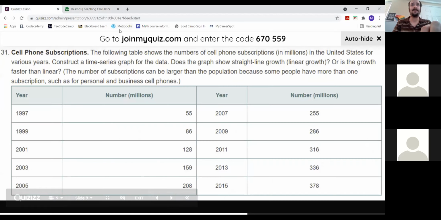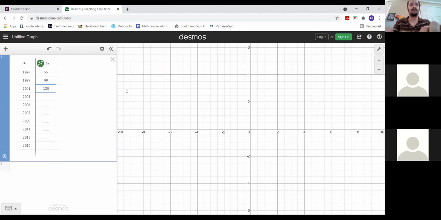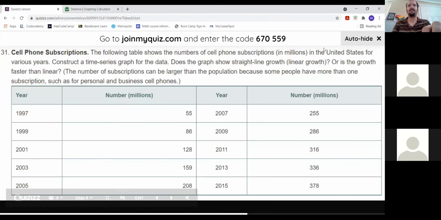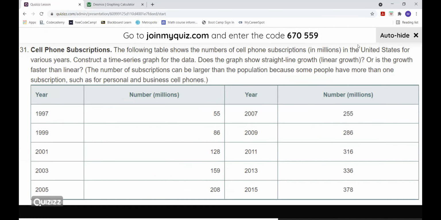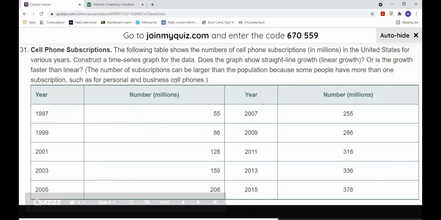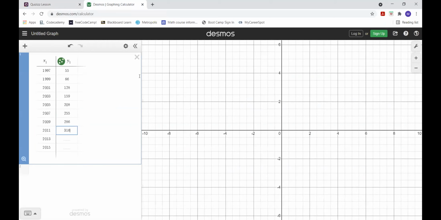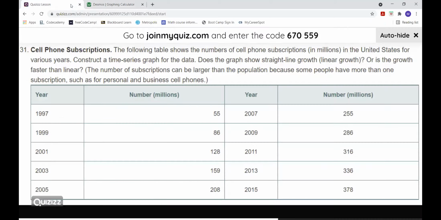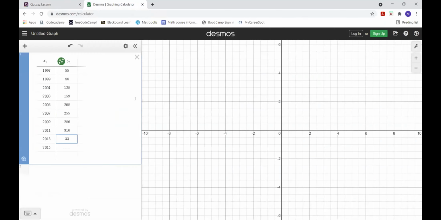55, 86, 128, 159, 208. If you have a TI, you can do this in the TI as well. 255, 286, 316, 336 and 378.